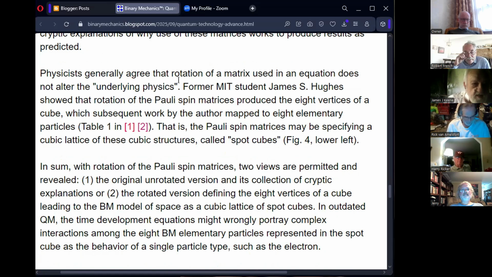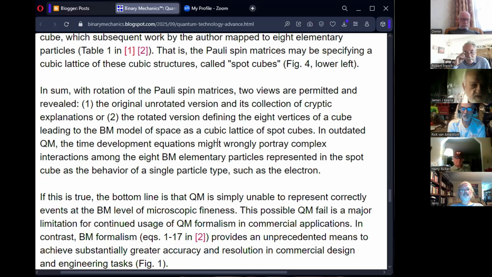This is a key point. Former MIT student James S. Hughes showed that rotation of the Pauli spin matrices produced the 8 vertices of a cube, which subsequent work by the author mapped to 8 elementary particles. It's table 1 in these references. That is, the Pauli spin matrices may be specifying a cubic lattice of these cubic structures called spot cubes. And that's shown in figure 4 above and the lower left, the illustration of a spot cube.